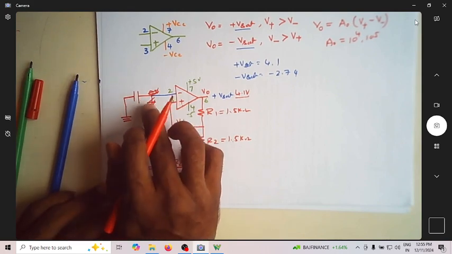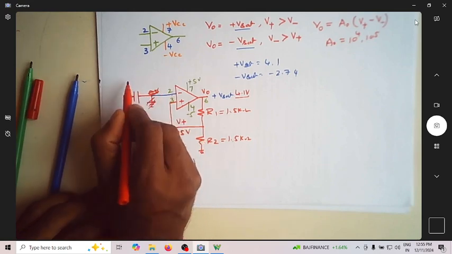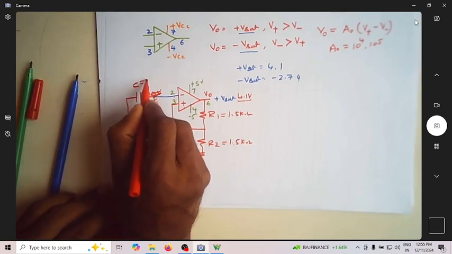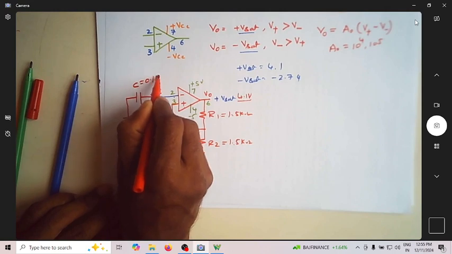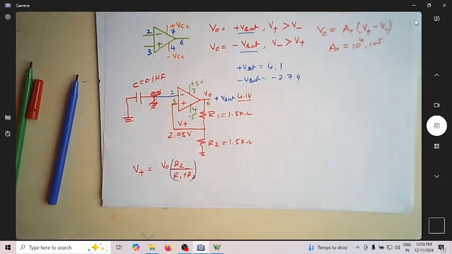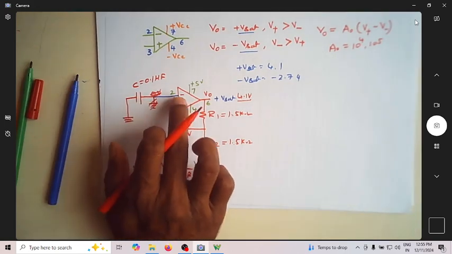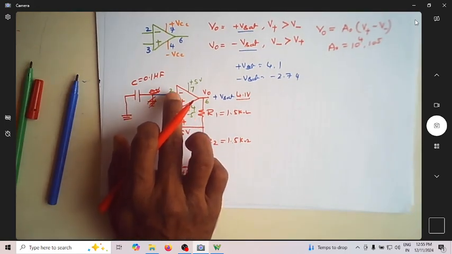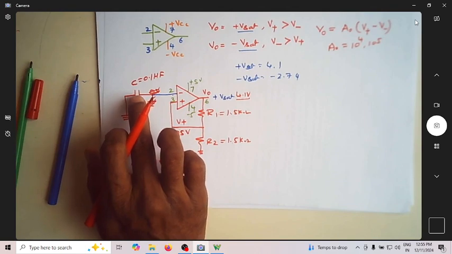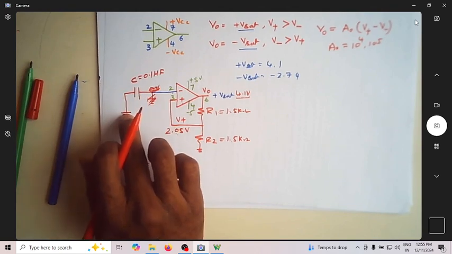So now I have taken out the ground. I have connected a capacitor C. Let us assume that this value of capacitance is 0.1 microfarad. This is no more connected to ground. Pin number 2 is connected through a capacitor to ground.